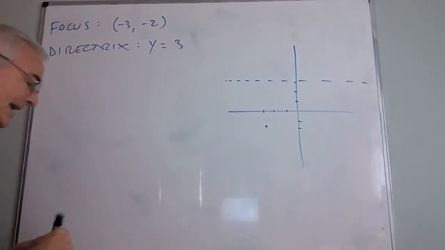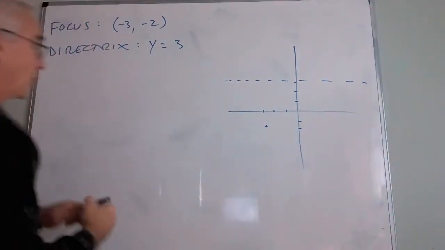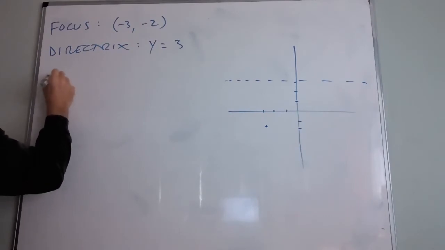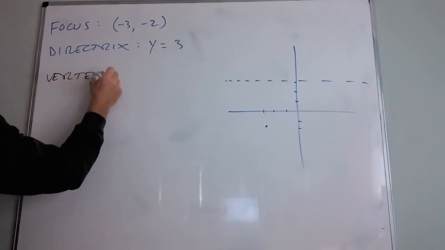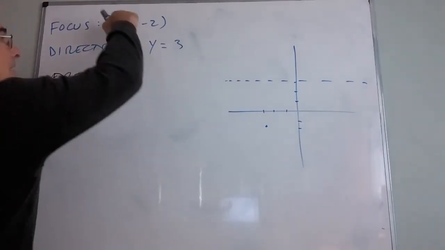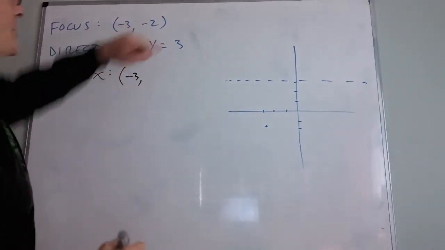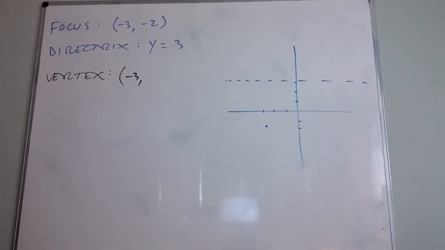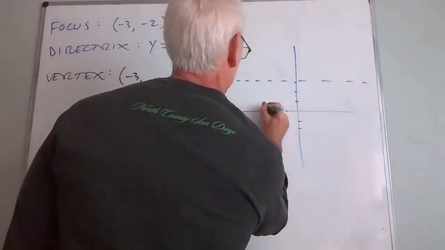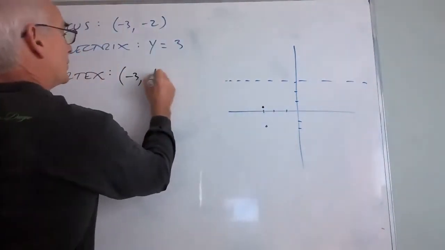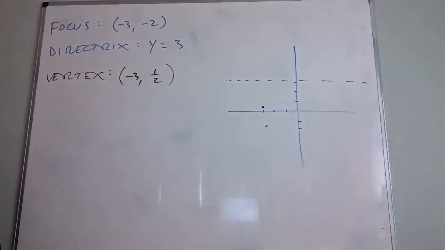So right now we have enough to know where the vertex is. I know where the vertex is. It's going to be -3, same x coordinate. And what's the average of the y's? 1/2. So it's about right here. Beautiful.